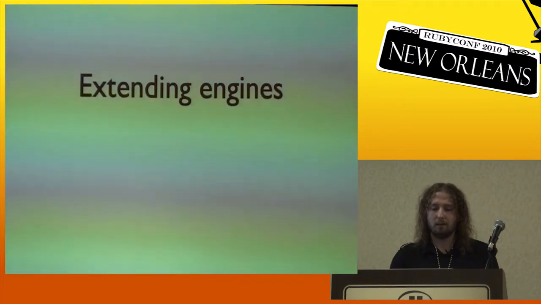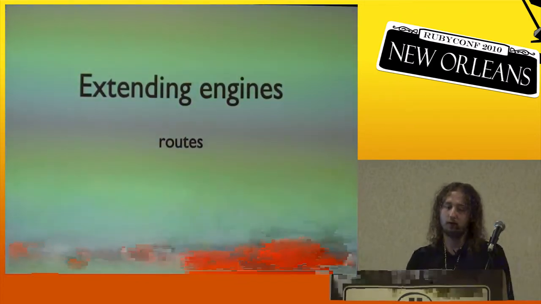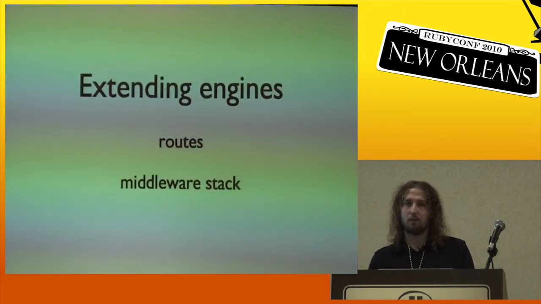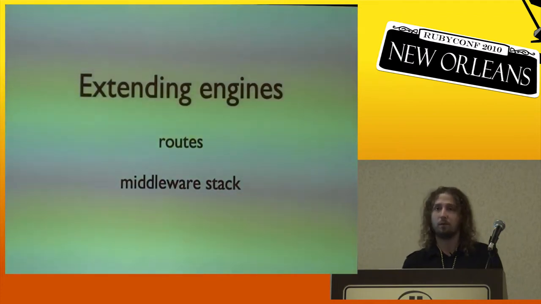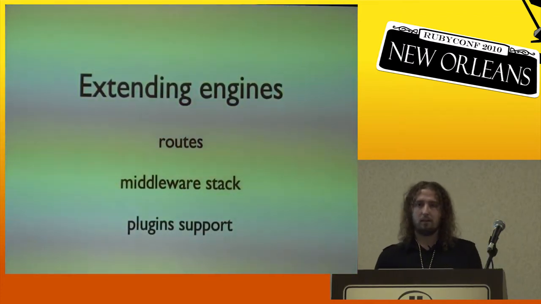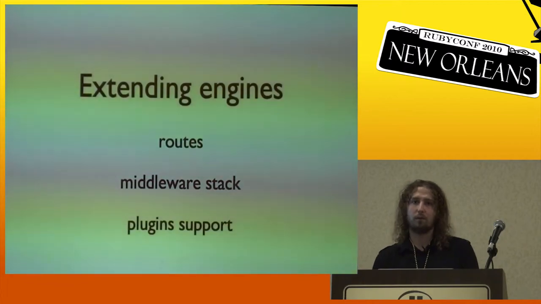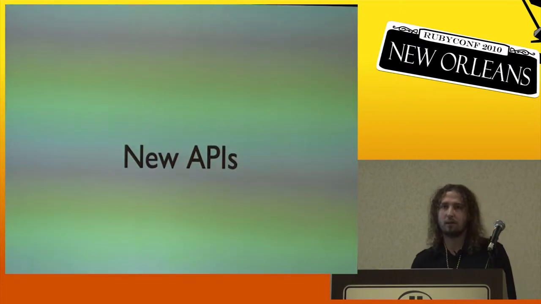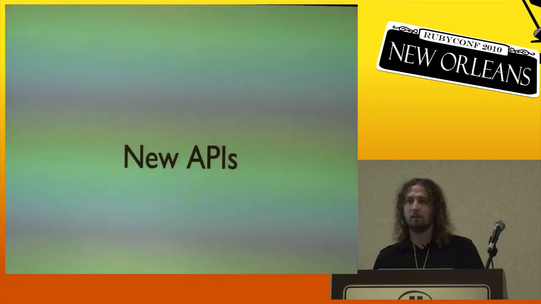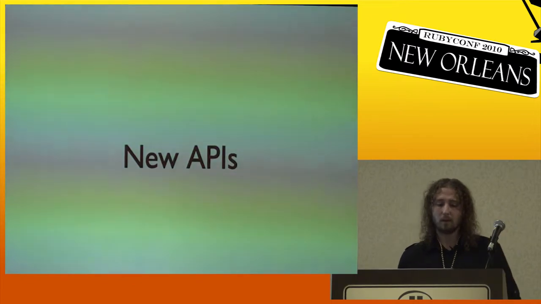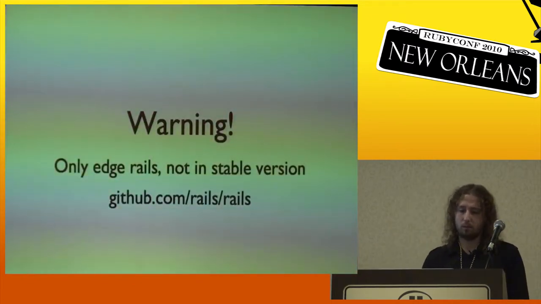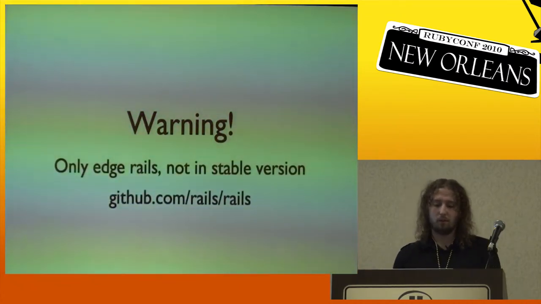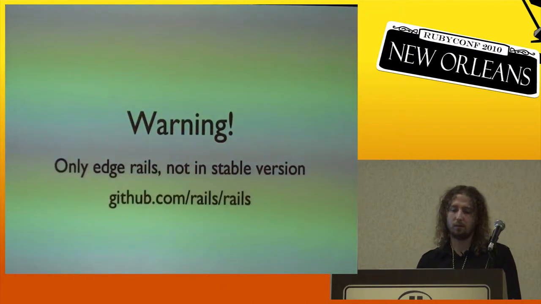So I extended engines by adding routes to engines. They now can have their own routes. They also have a middleware stack, so an engine can now be a Rack application, and they have plugin support, so you can add plugins just like in a normal application. And of course, there are new APIs that can handle communicating between engines. These things are only available in the edge version of Rails. So if you want to play with it, you should just clone it from GitHub.